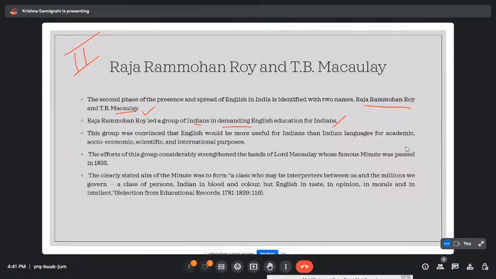This group was convinced that English would be more useful for Indians than Indian languages for academic, socioeconomic, scientific, and international purposes. So the efforts of this group considerably strengthened the hands of Lord Macaulay, whose famous minute was passed in 1835. The clearly stated aim of the minute was to form a class who may be interpreters between us and the millions we govern, that is, a class of persons, Indian in blood and color, but English in taste and in opinion, in morals and in intellect. So this was the main intention of what was stated in the minute.